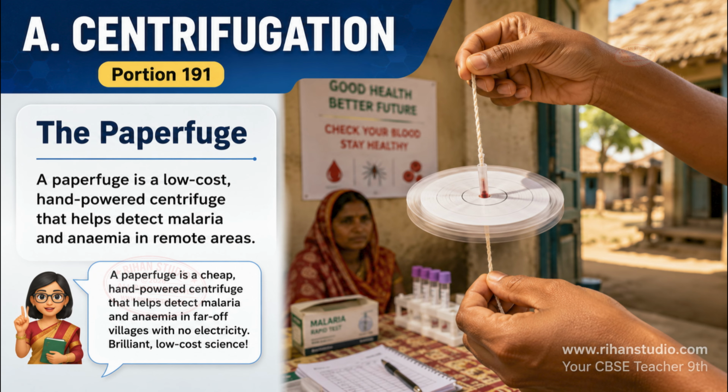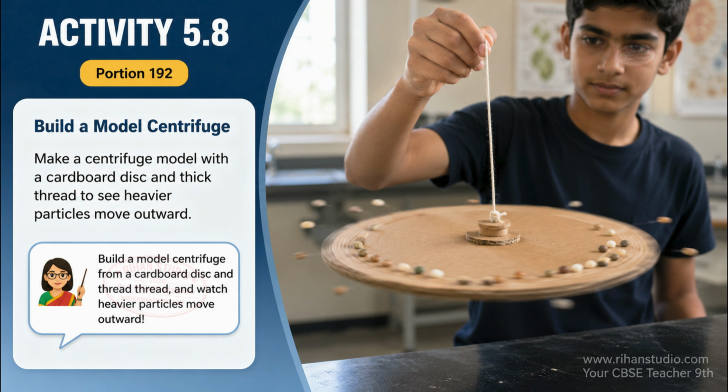A paperfuge is a cheap, hand-powered centrifuge that helps detect malaria and anemia in far-off villages with no electricity. Brilliant, low-cost science. Activity 5.8. Build a model centrifuge from a cardboard disc and strong thread and watch heavier particles move outward.